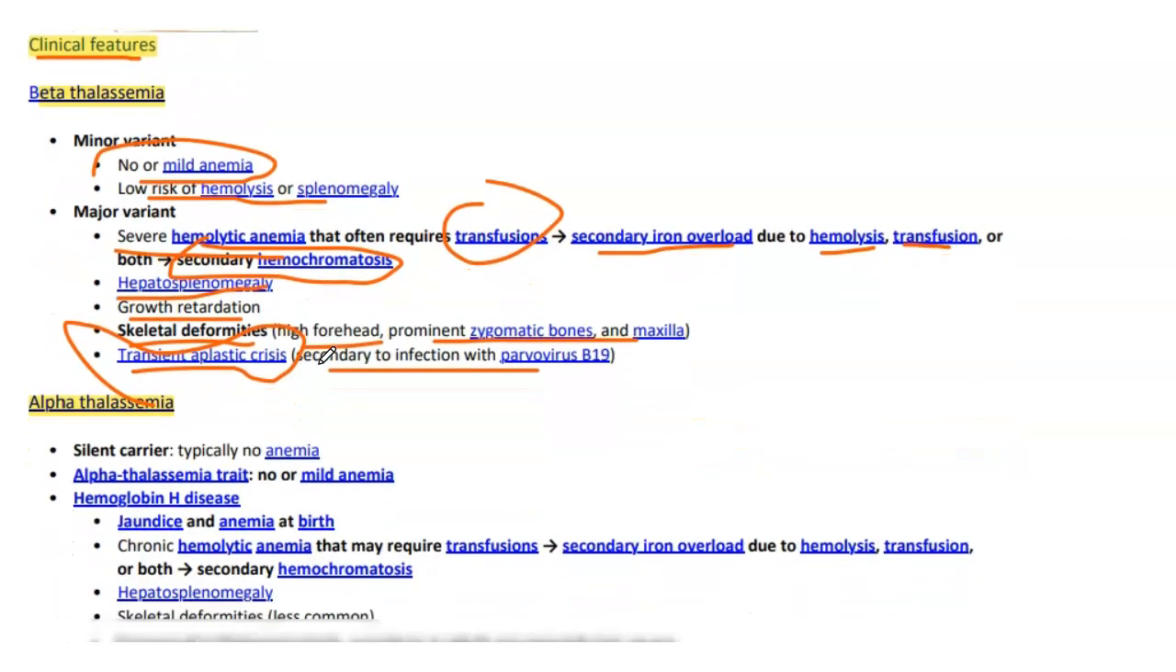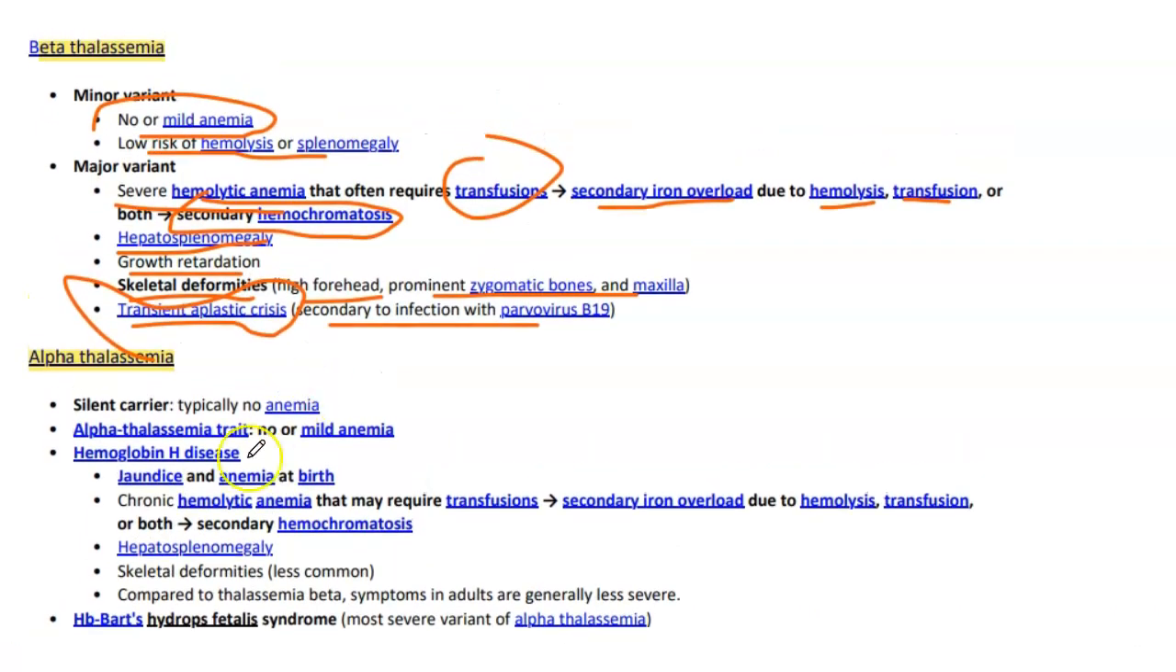Now we have alpha thalassemia. In alpha thalassemia, we have silent carriers, typically with no anemia. In alpha thalassemia trait, we have no or mild anemia, while in HbH disease there will be jaundice and anemia at birth, and chronic hemolytic anemia; they may require transfusion. So secondary iron overload due to hemolysis, transfusion, or both, secondary hemochromatosis, hepatosplenomegaly. Skeletal deformities are less common as compared to beta thalassemia.